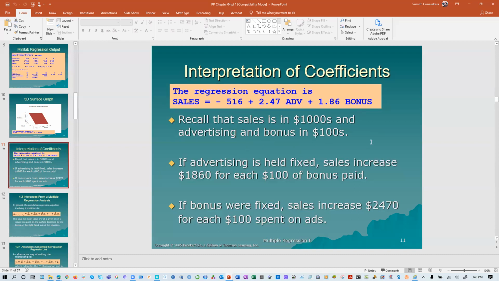So in a pretty similar fashion, these are slopes. The slope is the inclination of the plane with respect to the advertising axis. This is also the inclination of the sales, or the regression plane, with respect to the bonus axis. So that increment is by how much it has been increased or decreased. If it's negative, you have a decrease.